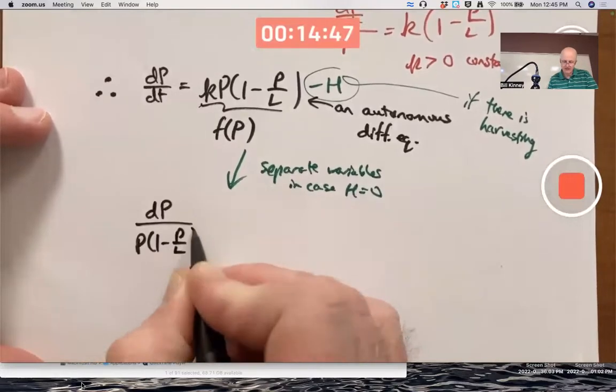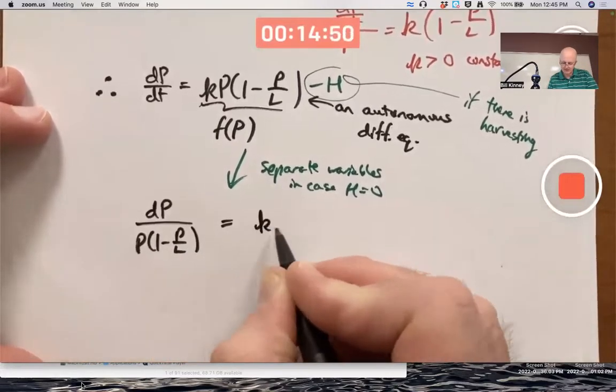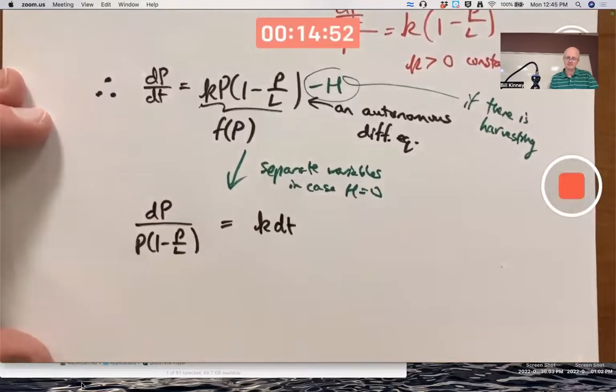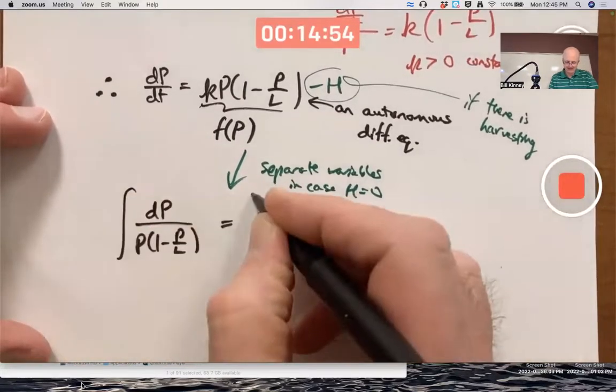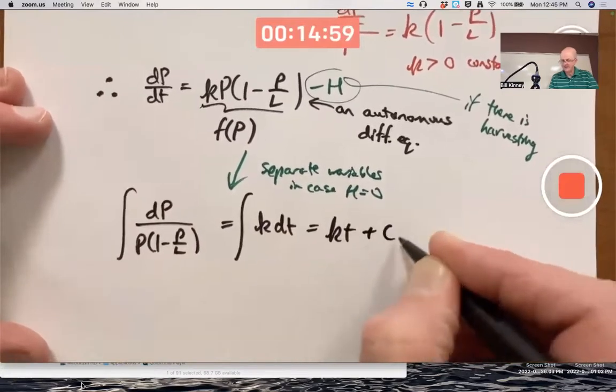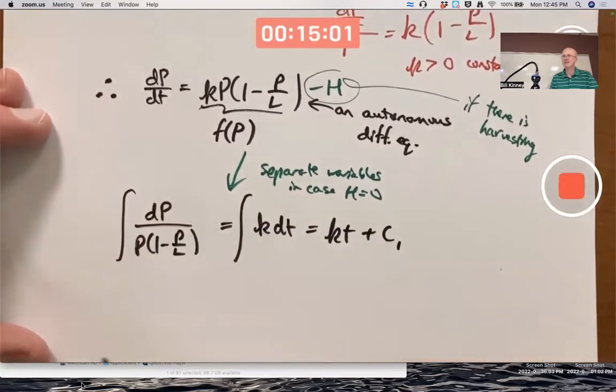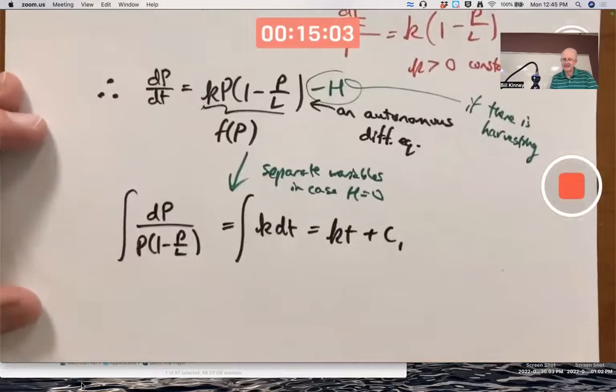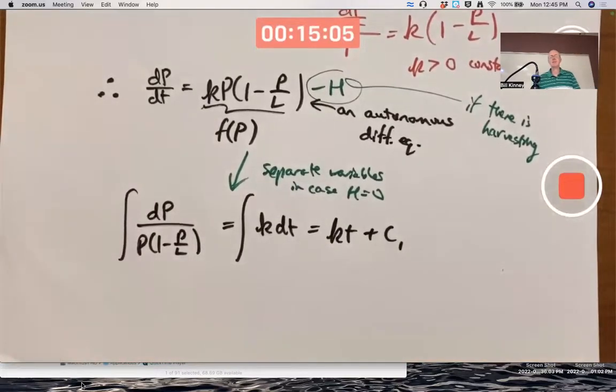Here's what the left-hand side will become, and here is what the right-hand side will become. Integrate both sides. As we've always encountered, the right-hand side ends up being easy to integrate. Left-hand side's often a little harder, and that is the case here. Now, to save time, I'm going to use Mathematica to do that integral.